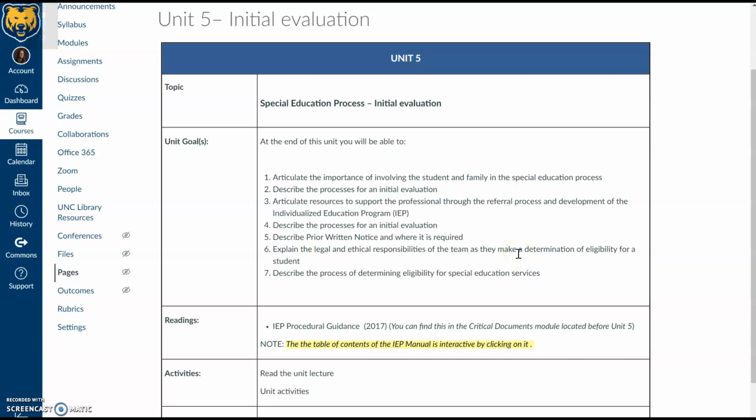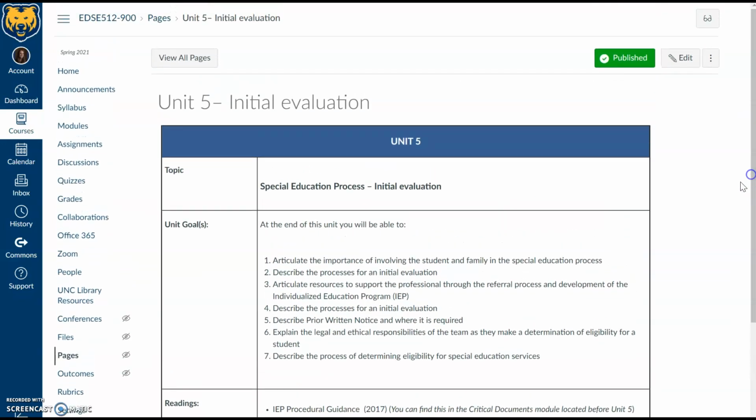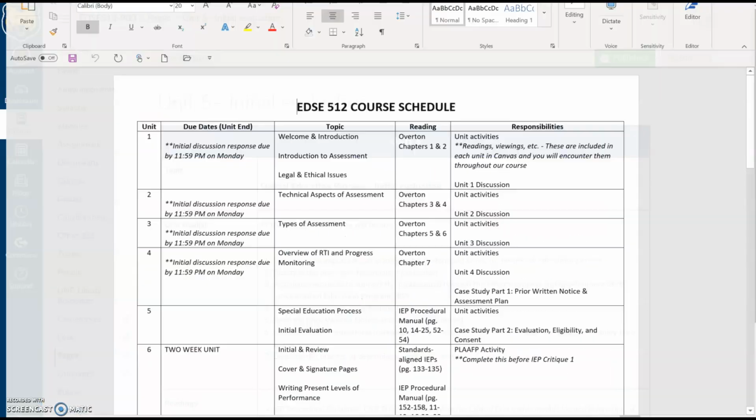Welcome to Unit 5 of EDSE 512. Our focus in this unit will be the initial evaluation.